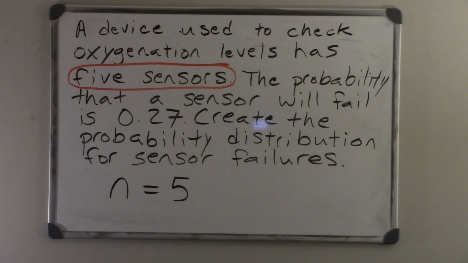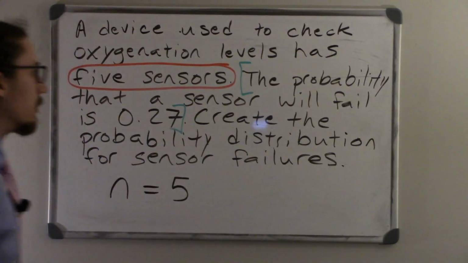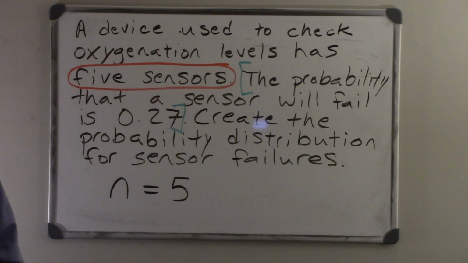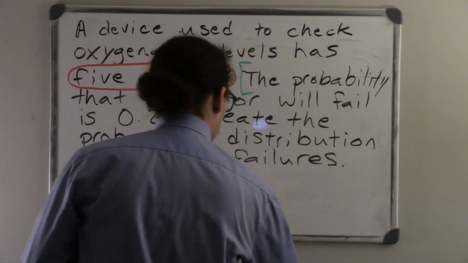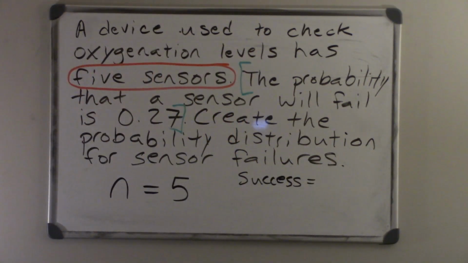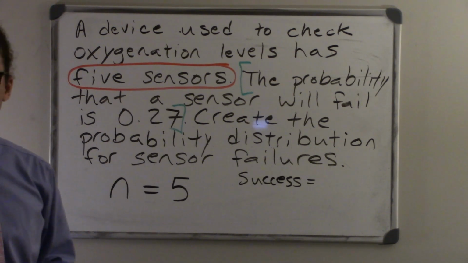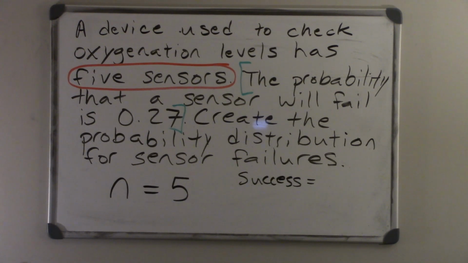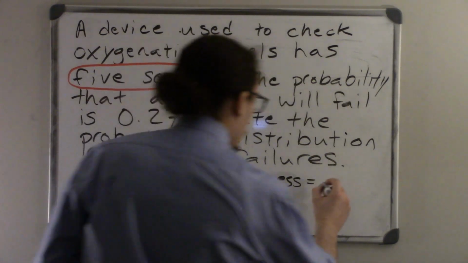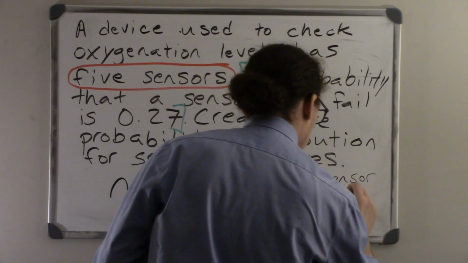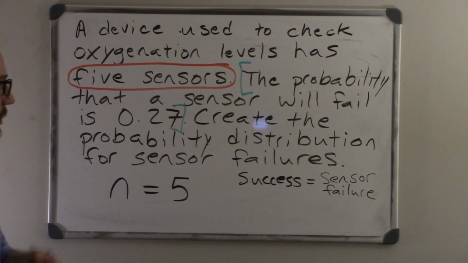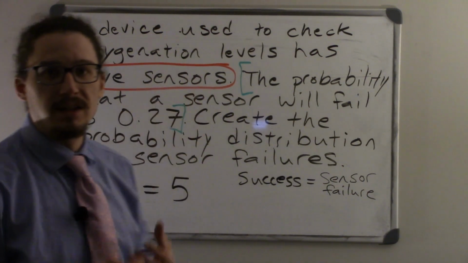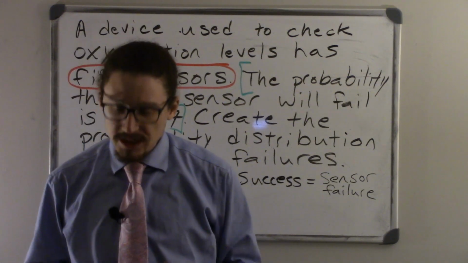The next thing that we're going to need to pull from this problem is the probability of a success. We've got a probability statement right here: the probability that a sensor will fail is 0.27. That's going to indicate what our successes are. Whatever probability you're being given, that's usually going to be the probability of a success, and so that's also going to tell you what a success is. In this case, we're given the probability that a sensor fails, so our success is a sensor failure. Remember that what we call a success does not have to be something positive. We could flip it around so that a success is a perfectly functioning sensor.